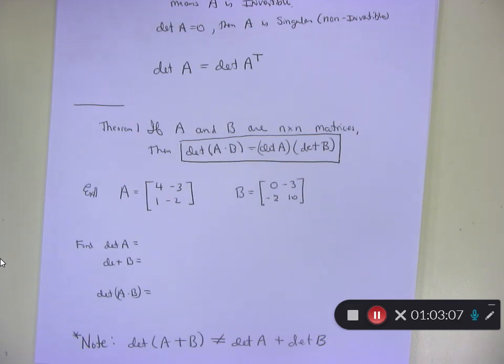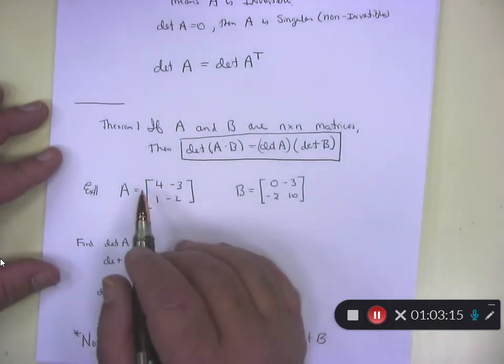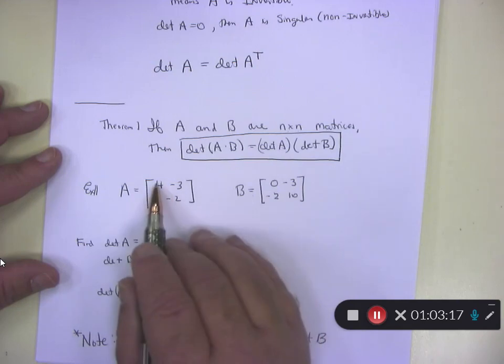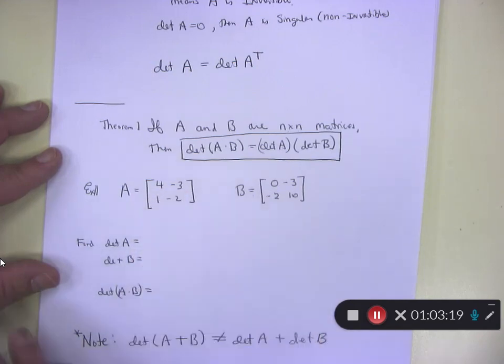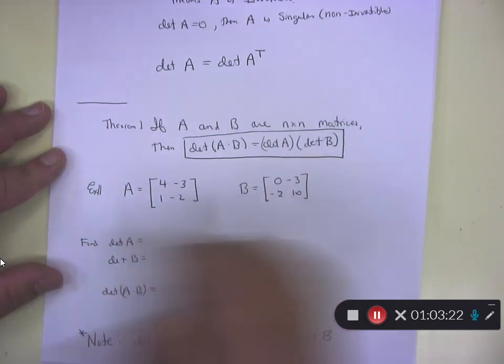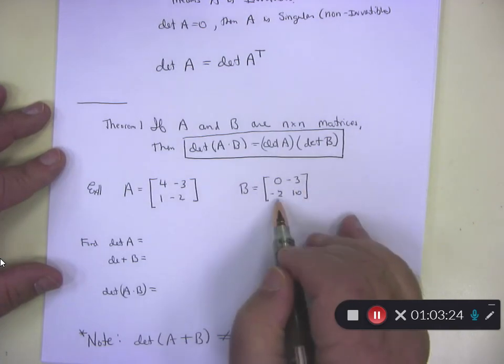So if I'm going to do an example just on this property, I'm going to do a 2 by 2 because it's the easiest thing to take a determinant of. So here's two matrices, A and B. A is 4, -3, 1, -2. Okay? And B is 0, -3, -2, 10.